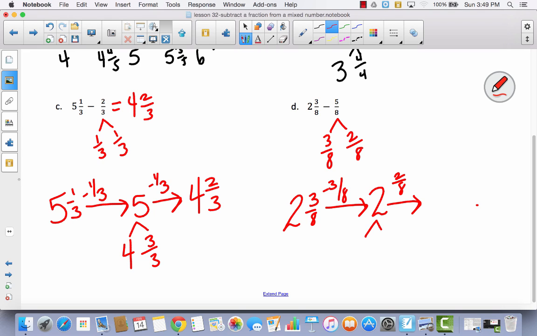So again, if you need to, you can think of this as the whole number 1 and 8/8. Together, this equals 2. 8/8 minus 2/8 would leave me with 1 and 6/8.